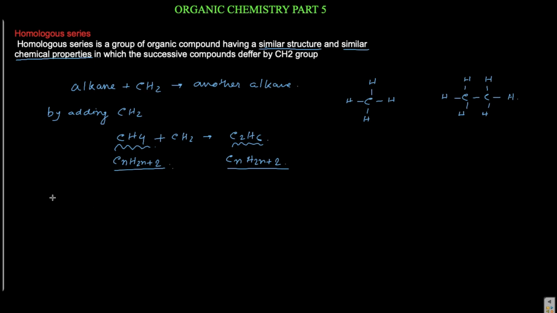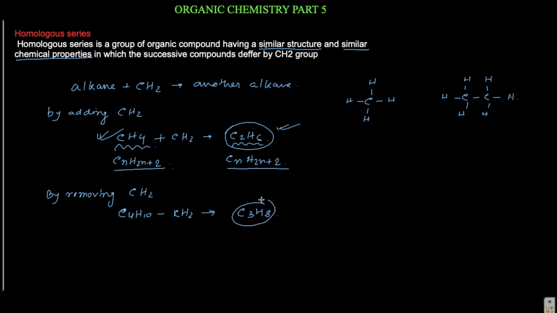Here you notice one thing: by adding a CH2 to a given hydrocarbon, we get another hydrocarbon, C2H6, which has a higher number of carbons in this group. So we get a higher number of carbons by adding a CH2 group to the previous one. Similarly, by removing one CH2, what happens? If you take butane, C4H10, and remove one CH2, it becomes C3H8. Obviously these 2 hydrocarbons have a similar structure because they all have single covalent bonds, and their general formula, as they are alkanes, is CnH2n+2.